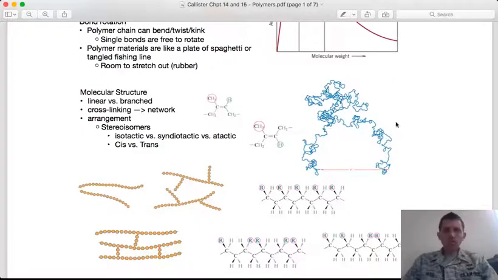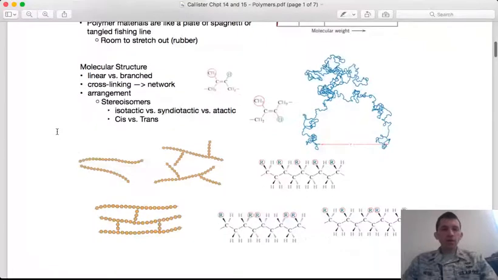But as we'll see later with the applications, this gives you a lot of space to deform and to potentially stretch out. So when we talk about the mechanical properties of polymers, having this picture of tangled-up fishing line and thinking about it stretching out or deforming or crystallizing may be a helpful mental model to keep in mind.